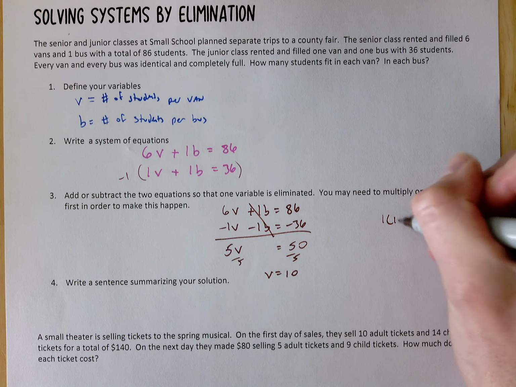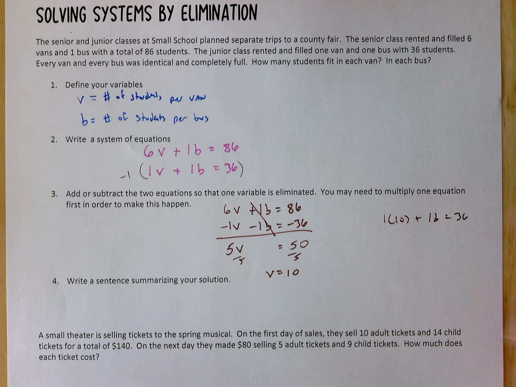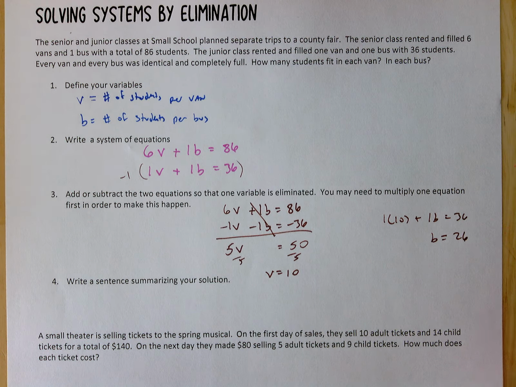So it was 1 times 10 plus 1 bus equals 36 students. So I think it's pretty easy to see that that means there's 26 students per bus.